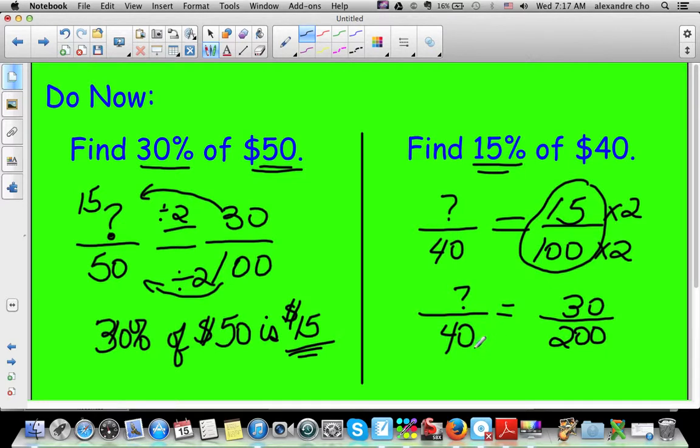Now, there is a relationship between 40 and 200, okay? And again, we're going from 200 to 40. And 200 to go to 40, it's divided by 5. And I must do the same thing on top, 30 divided by 5, which in this case gives me 6. So 15% of 40 is $6. So if you had $40 in your pocket and you spent 15%, it means that you spent 6 bucks.